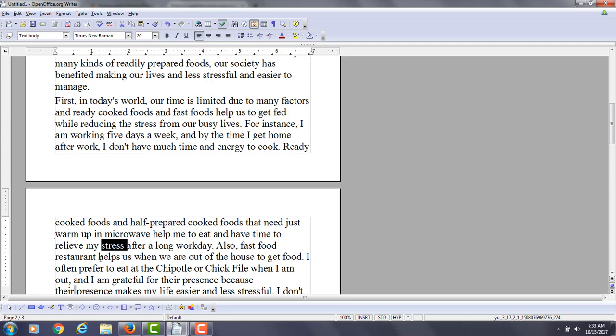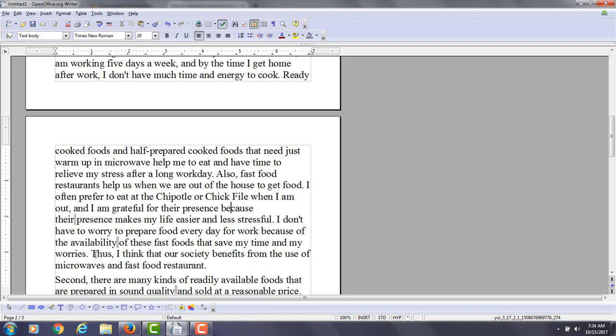Also, fast food restaurants help us when we're out of the house to get food. I often prefer to eat at Chipotle or Chick-fil-A when I'm out, and I'm grateful for their presence because their presence makes my life easier, makes my life, I'm going to say here, less stressful.